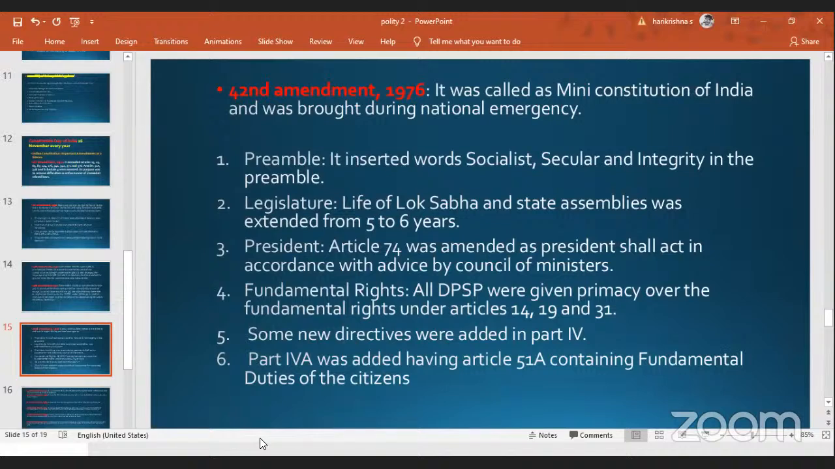Next is about the fundamental rights. The DPSP were given primacy over the fundamental rights under Articles 14, 19, and 31. Some new directives were added in Part 4 that include the fundamental duties of the citizens. So for the fundamental duties of citizens also there were changes. So this was called the 42nd Amendment 1976, which is known as the mini Constitution of India, and that was brought during the national emergency time.